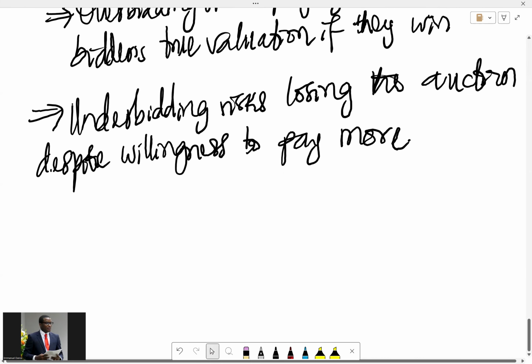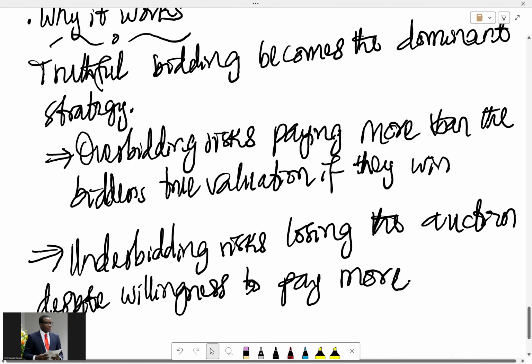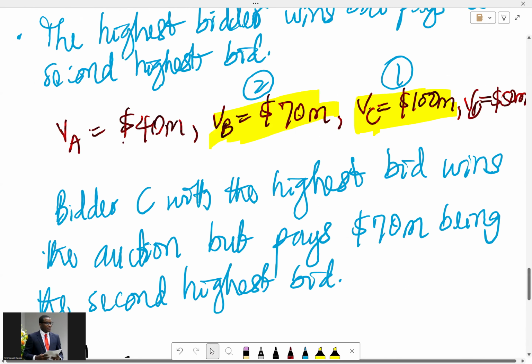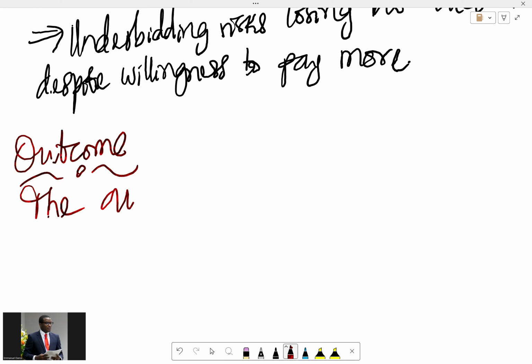Okay. And what is the outcome of this situation? So the outcome here is such that the auction achieves truthfulness. And that is talking about incentive compatibility. So that, ensuring efficient allocation.